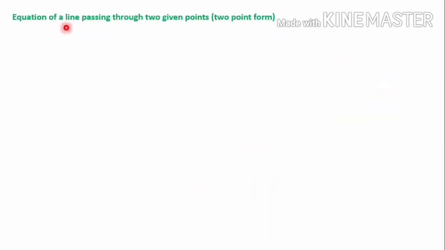Next, equation of a line passing through two given points, that is the 2-point form. We have to find the equation of a line passing through two given points. In the previous topic, we discussed the equation of a line passing through one point and a parallel vector, that is called the point-parallel form. Here, two points are given, that's why it is called the 2-point form.